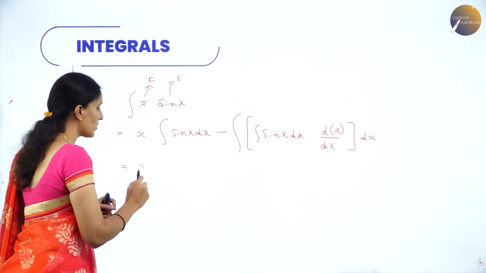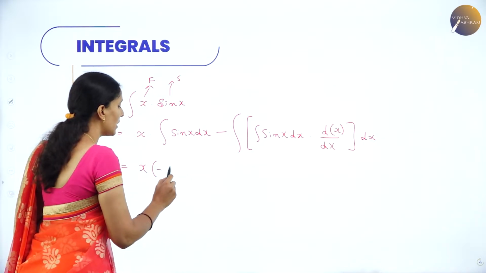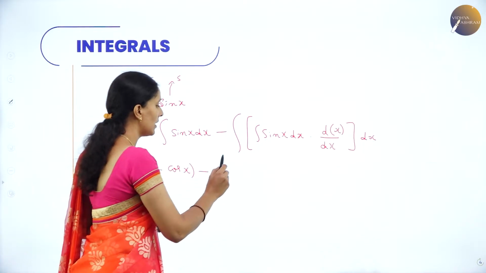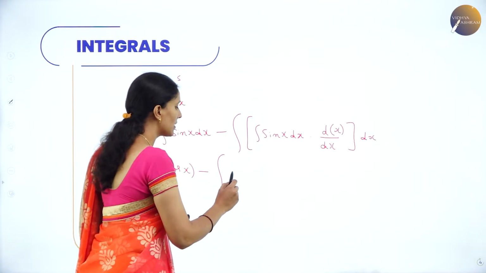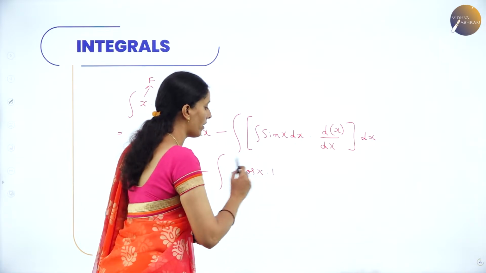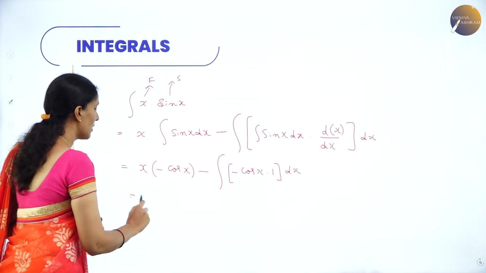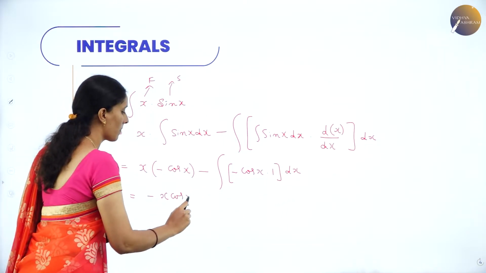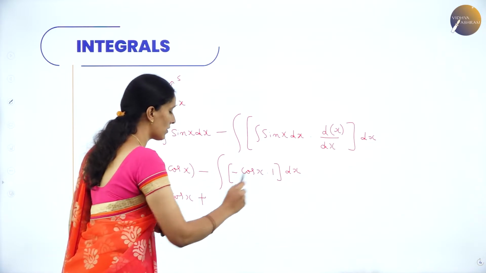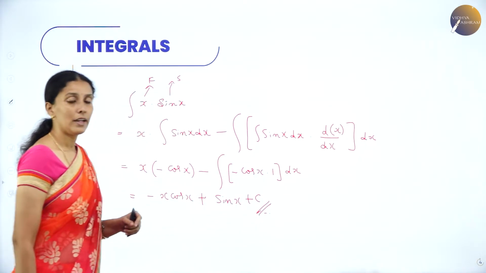Now how are we going to write it? Now integrate. What is the integral of sin x? Integral of sin x is minus cos x. So this is done. Again minus integral of, what is the integral of sin x? It is minus cos x. And what is the derivative of x? It is 1, with respect to dx again. Now this is minus x cos x. And here minus, if you take outside, plus. What is the integral of cos x with respect to dx? Sin x plus c. So this is the integral value.